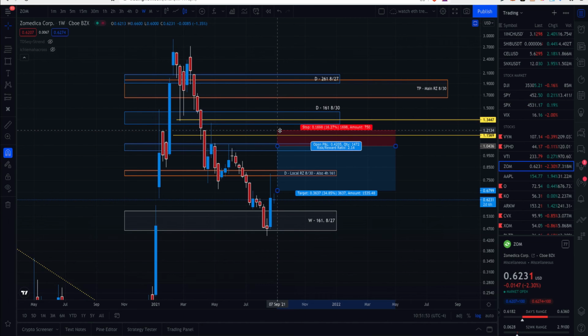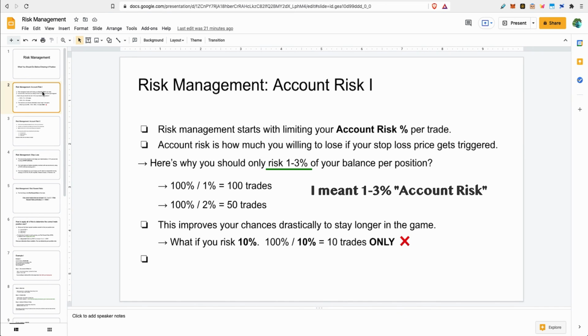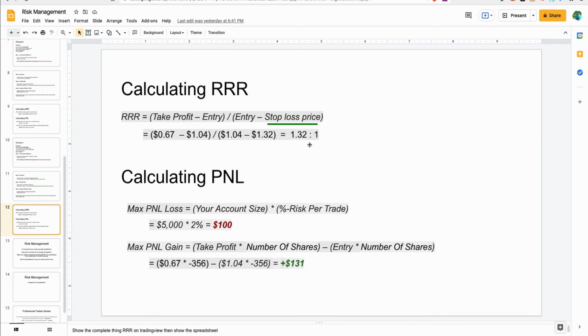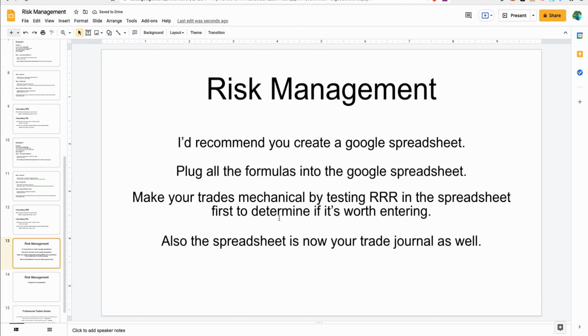So it all depends on your technical analysis. It all depends on your plan. But you want to have a 1 to 3% risk reward ratio. You want to use a stop loss. You want to check your RRR, make sure it makes sense for you to enter. And then you can calculate your position size.